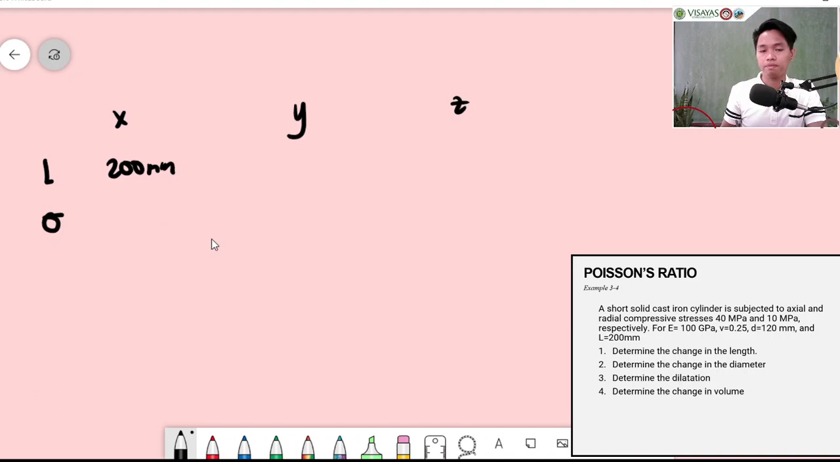Diba? So, 200 mm. Therefore, ang ato ang y and z are the diameter. Since cylinder man ni siya, diba? Kung cylinder na siya, ang ato ang lateral dimensions are equal to the diameter. So, therefore, atong y would be 120 mm. Same here, 120 mm.